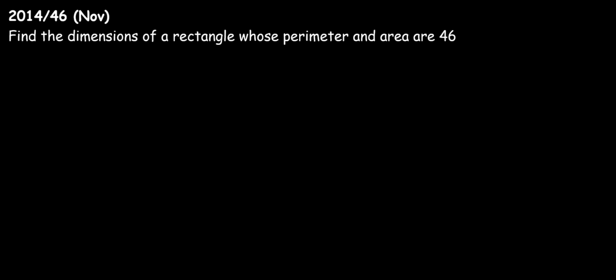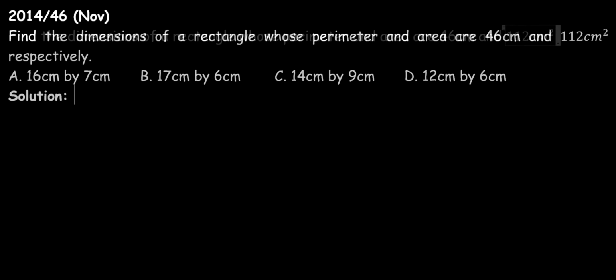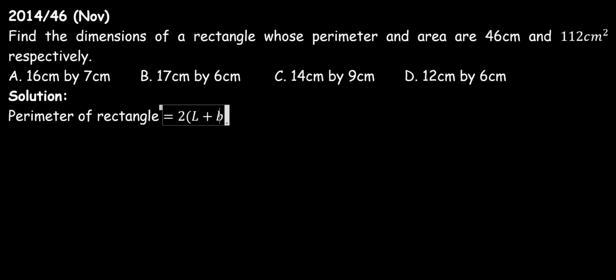Another example, 2014/46 November. Find the dimension of a rectangle whose perimeter and area are 46 cm and 112 cm square, respectively. The options are given. Solution. Perimeter of a rectangle is equals to 2 into L plus B. And from the values given, we have that perimeter is equals to 46, which will be equals to 2 into L plus B. Simplify further, that will give us 23 equals to L plus B. We have just divided both sides by 2. And when we make B the subject of the formula, we have 23 minus L will be equals to B.